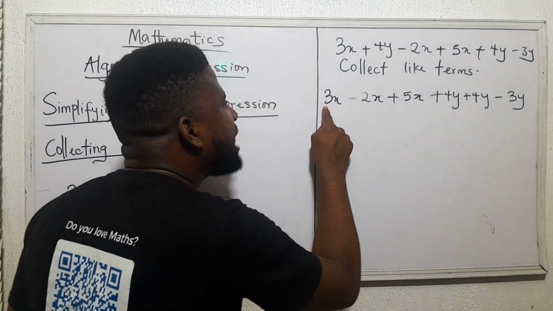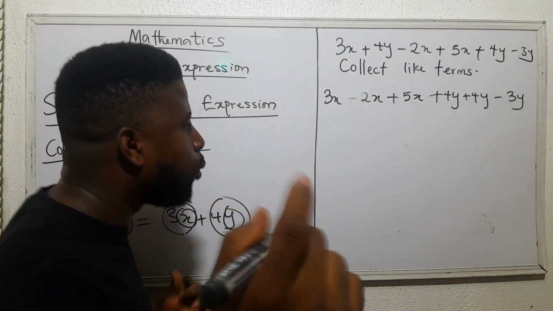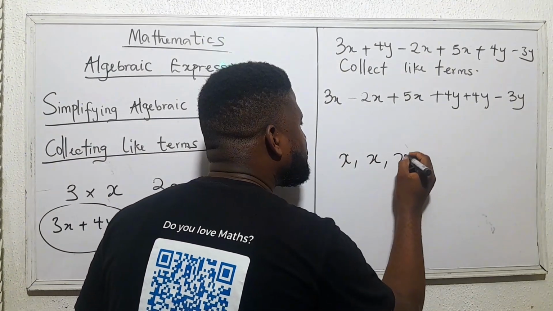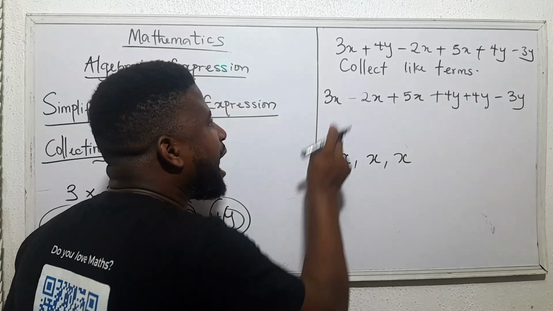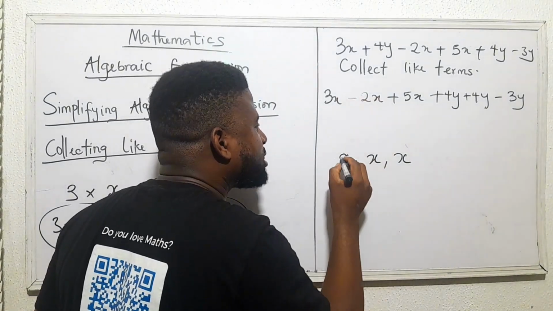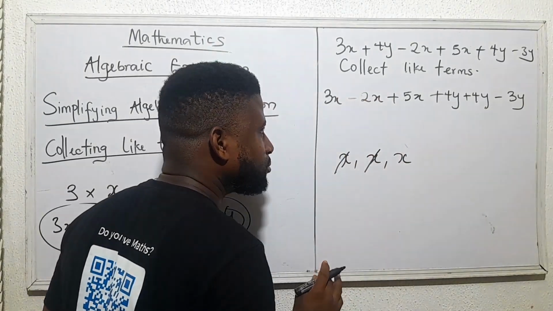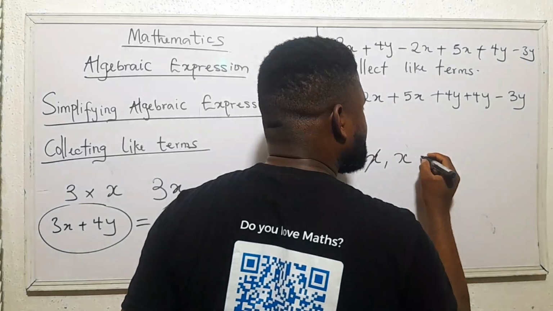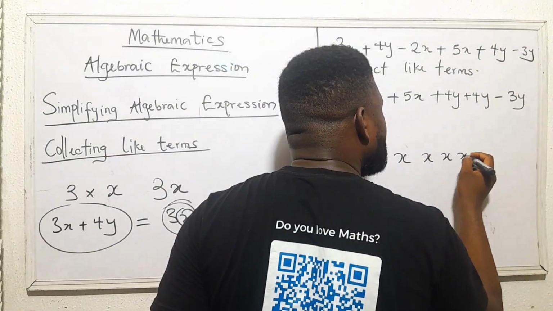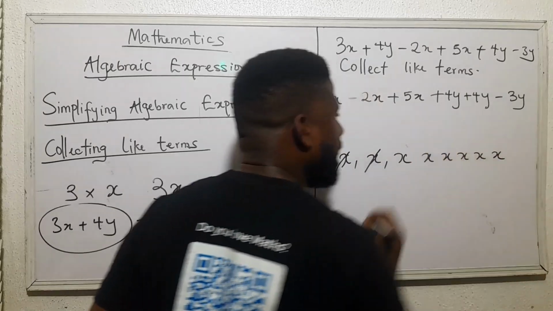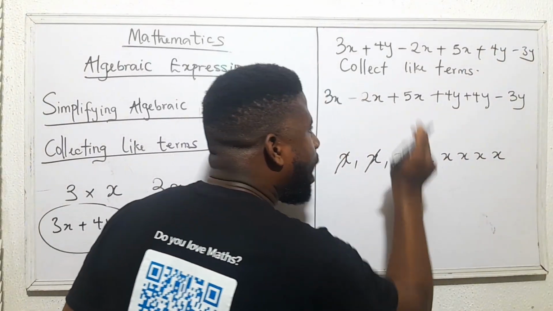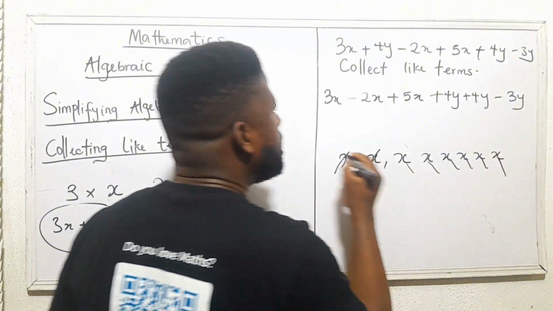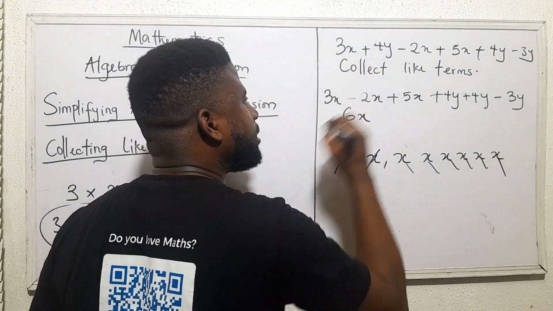So we have 3x minus 2x. What does that mean? I have 1x, 2x, 3x, right? And then I want to take away 2x. I take away 2x, I have 1x left. Then plus 5x, that is 1x, 2x, 3x, 4x, 5x. Now, how many x do I have in total? I have 1, 2, 3, 4, 5, 6. So which means I have 6x, right?